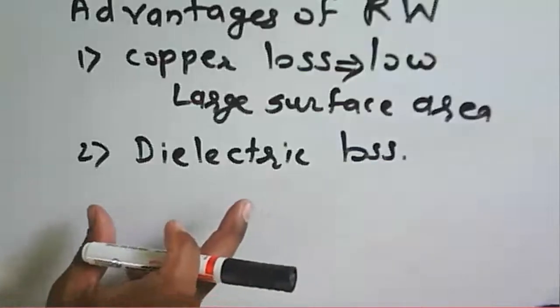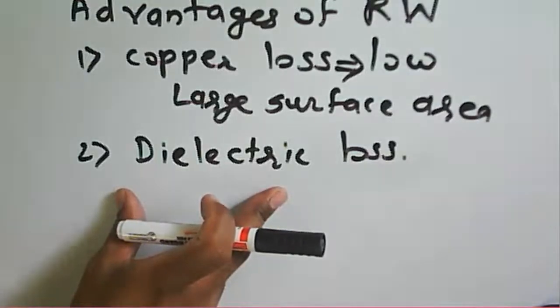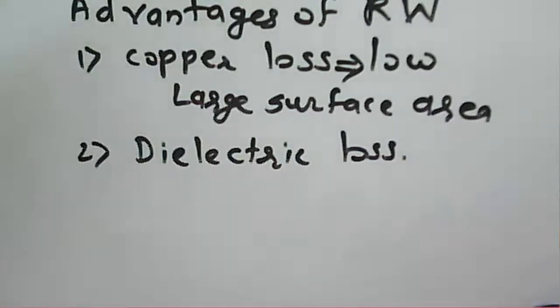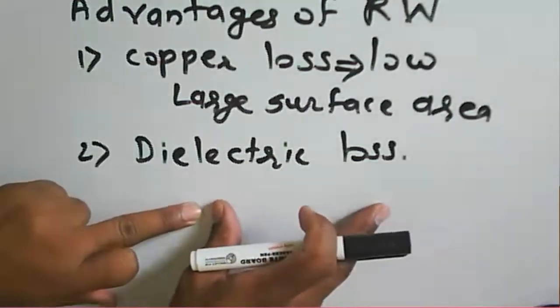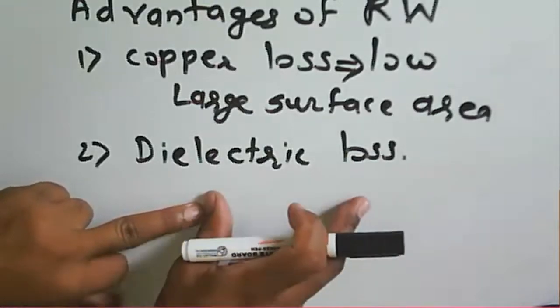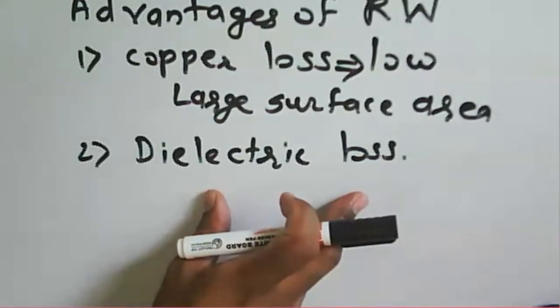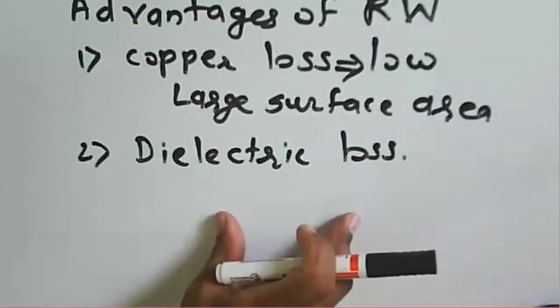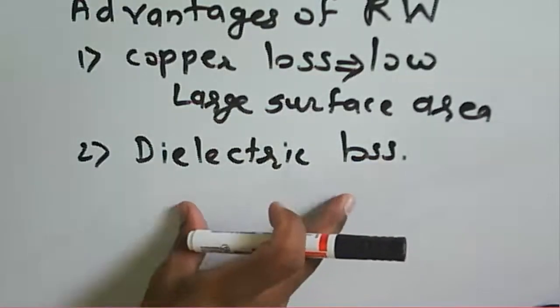But in the case of a waveguide, the dielectric medium is air because it is a hollow tube. So the dielectric medium is nothing but air, and because of that it has low dielectric loss. But in the case of a wire, dielectric losses are large. Why is it large? Because two wires are there, and in between those two wires insulation is used, and that insulation gets heated.